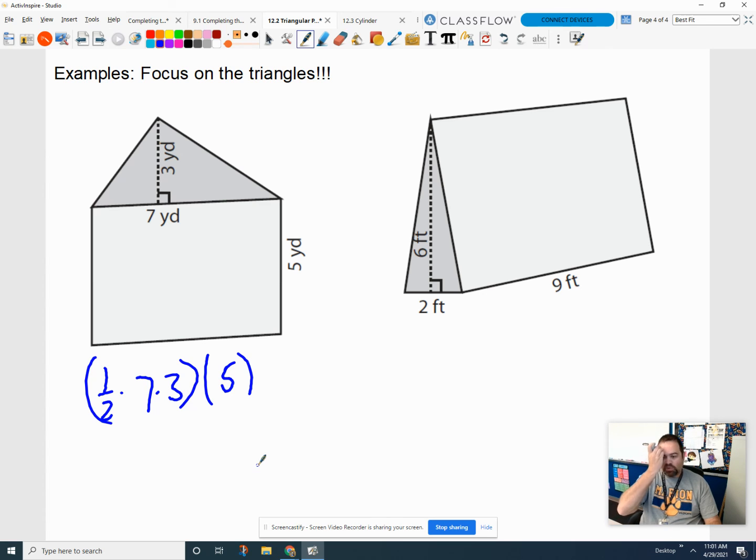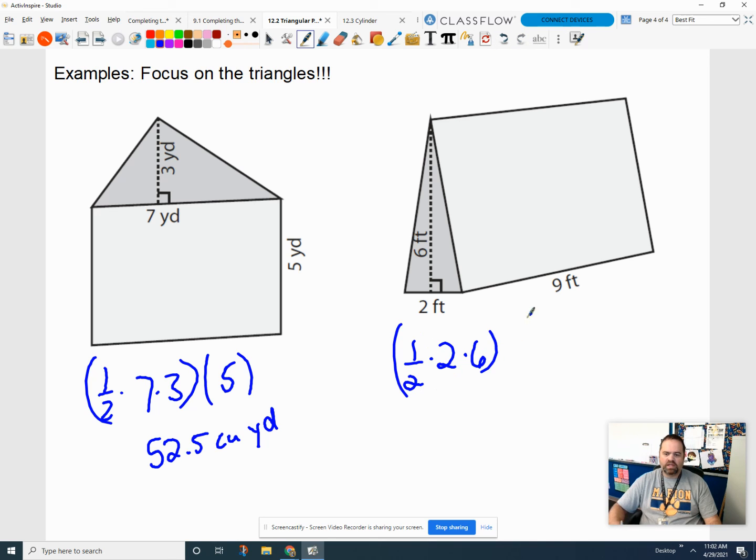If you remember when we first talked about the area of a triangle versus the area of a rectangle, it's because it's half of a rectangle. This is very similar. These are half of a rectangular prism. So this guy is 52.5 cubic yards. And then over here, half of the base of the triangle, the height of the triangle, and then the height of the prism. That is 54 cubic feet.